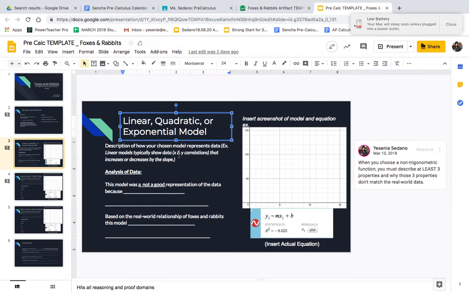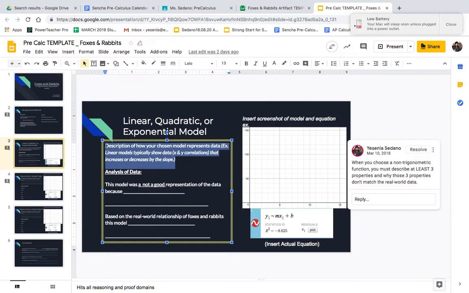So after you choose a model that's going to be a bad fit for your fox data, I want you to, right here at the top, include a short description of the properties of that model. So for example, if you choose a linear model, I want you to talk about how it has an average rate of change, a slope, how it has a y-intercept. If you choose a quadratic model, I want you to talk about how it has a decrease and an increase, and then there's a vertex, and then there's the y-intercept. So you want to talk about all of that.